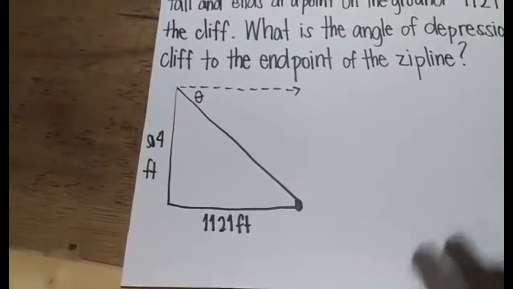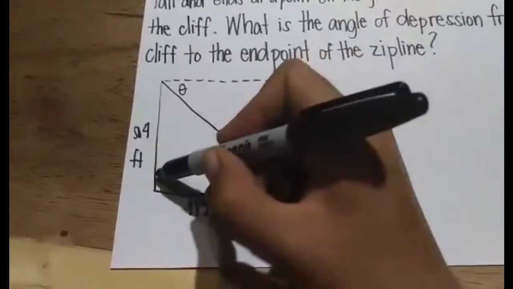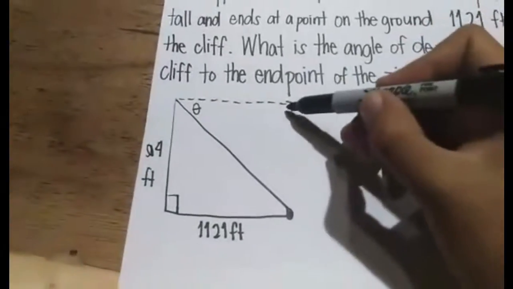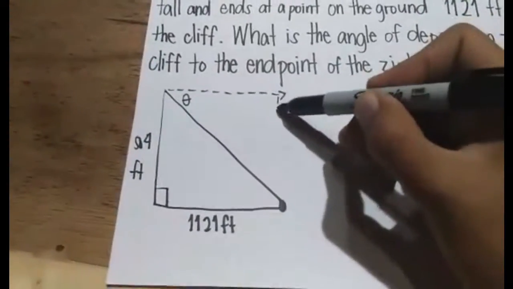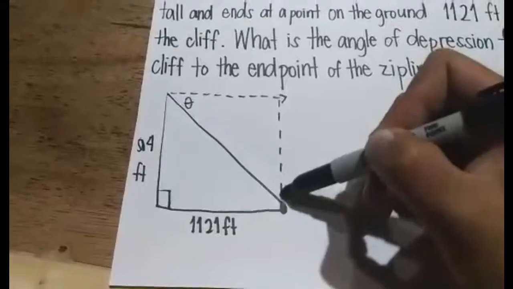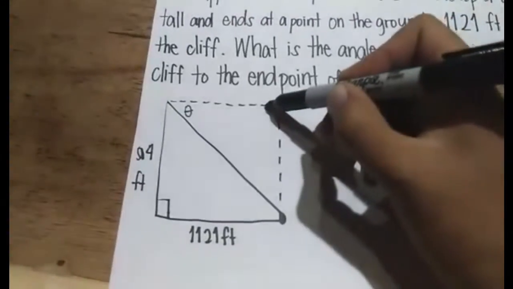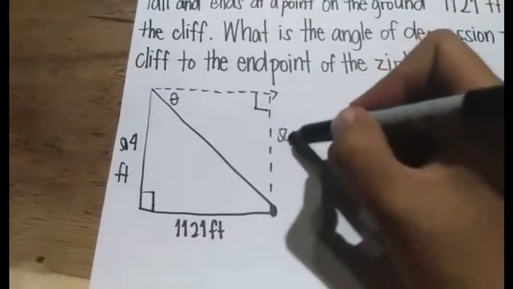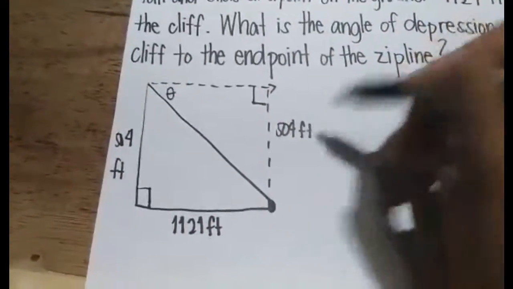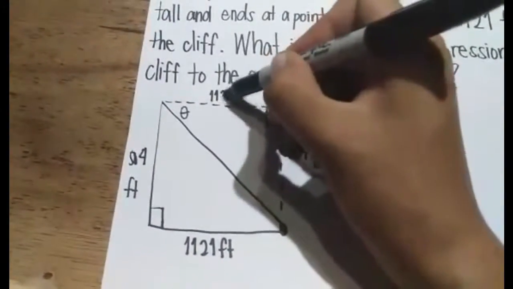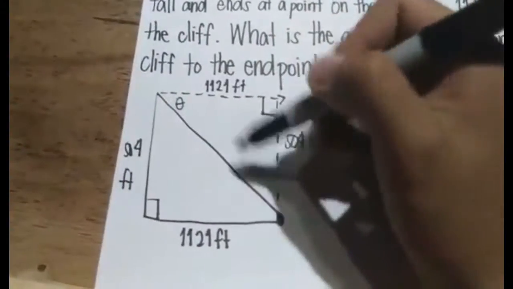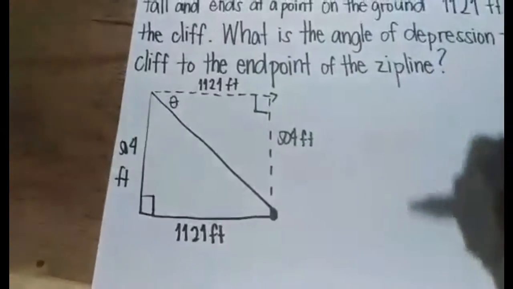So now we could draw other conclusions, like this is a right angle, and we could actually draw a rectangle here. If we draw an imaginary line here, this would be a right angle. Now we could conclude that this is 504 feet, and this is 1121 feet. Now we have a right triangle surrounding our angle of depression.